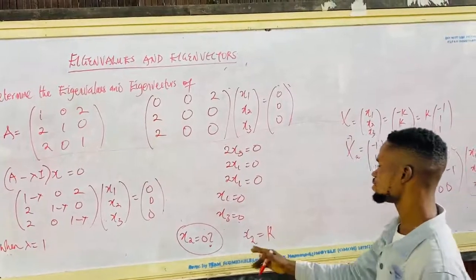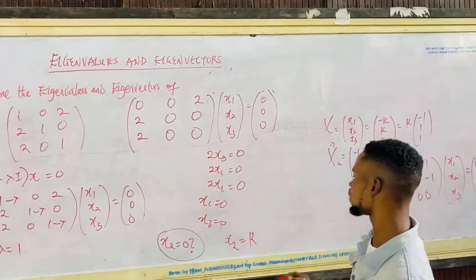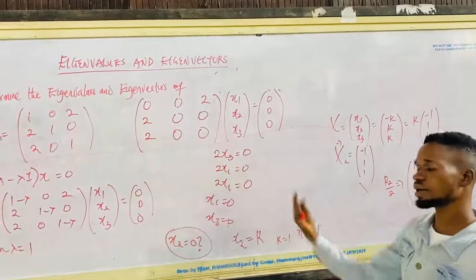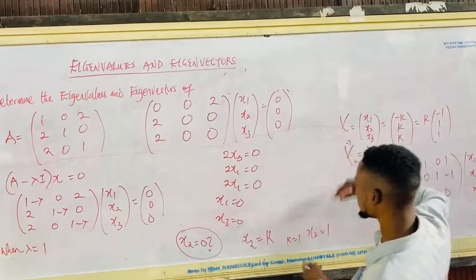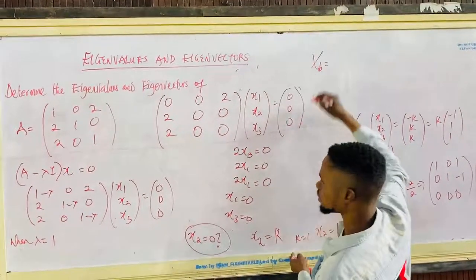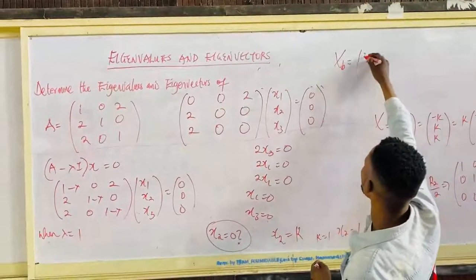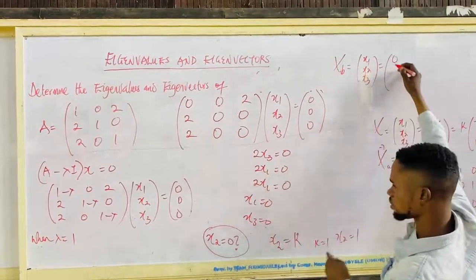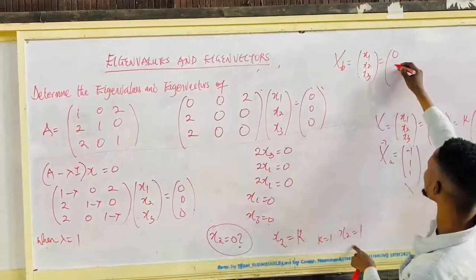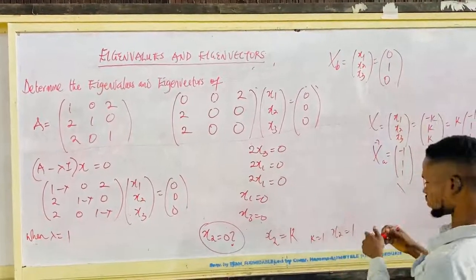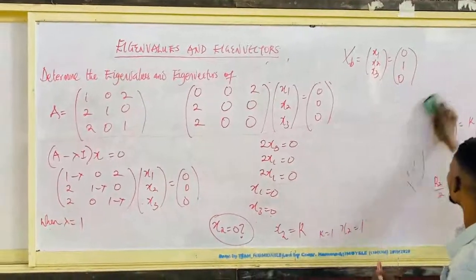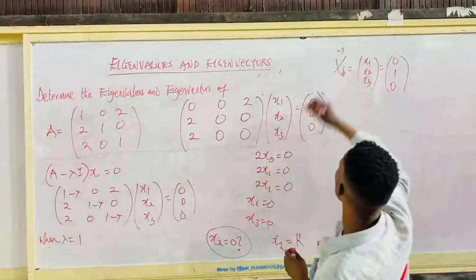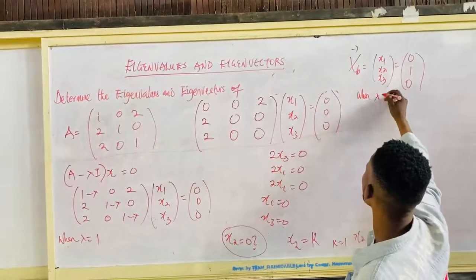If x2 is taken as k, so when k is equal to 1, that means x2 will be 1. So if it is x3 that is absent, you take x3 as k. So that means the eigenvector when lambda is equal to 1 will be x1, x2, x3: x1 is 0, x2 is 1, and x3 is 0. Now also, we do the eigenvector when lambda is 3.